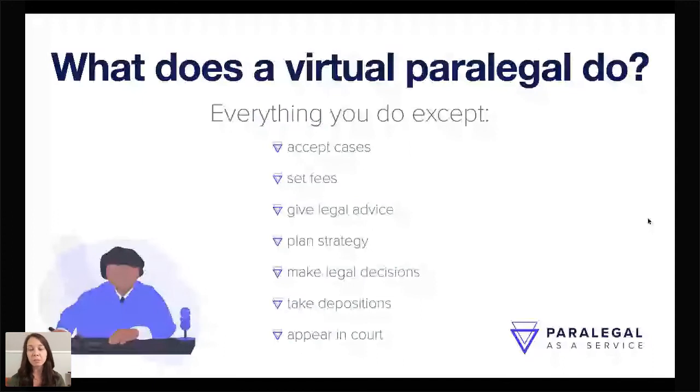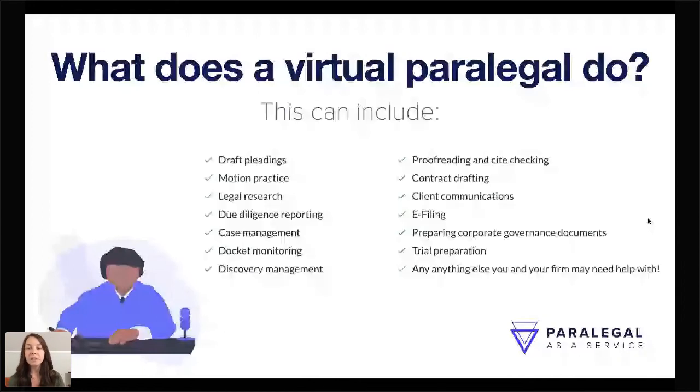Here are some examples of what they could do and what they commonly do. Draft the pleadings, any type of motion practice, research that you might need done, preparation for trials. A lot of drafting is proofreading, cite checking. Those are really tedious tasks that may be very time consuming for you, that a paralegal is going to be very skilled at. And then, also helping with client communications and being that liaison between you and your client if needed as well.